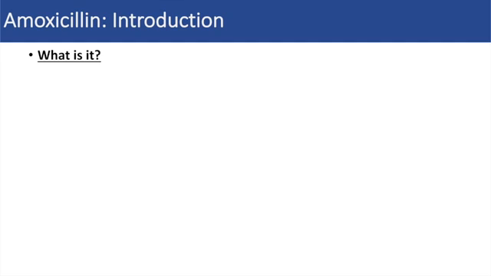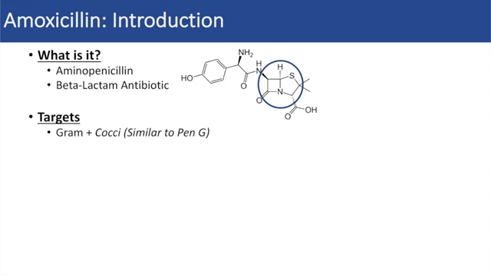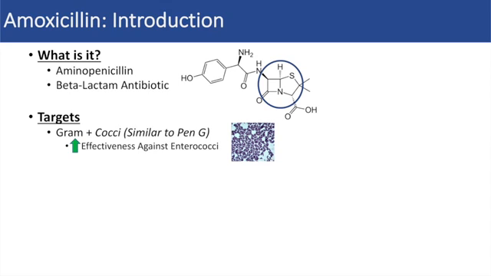So what is amoxicillin? Well, amoxicillin is actually one of the aminopenicillins, and it is a beta-lactam antibiotic. So like all the beta-lactam antibiotics, it has a beta-lactam ring. Now, what are some of the targets of amoxicillin? Some of the targets include the gram-positive cocci, which is similar to penicillin G. Penicillin G is also a beta-lactam antibiotic. But amoxicillin has increased effectiveness against enterococci, as opposed to Pen G.